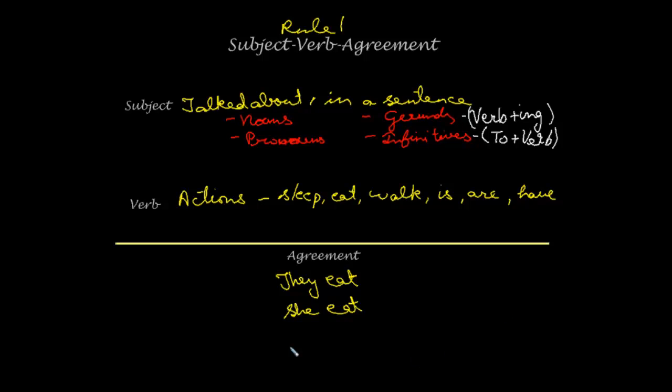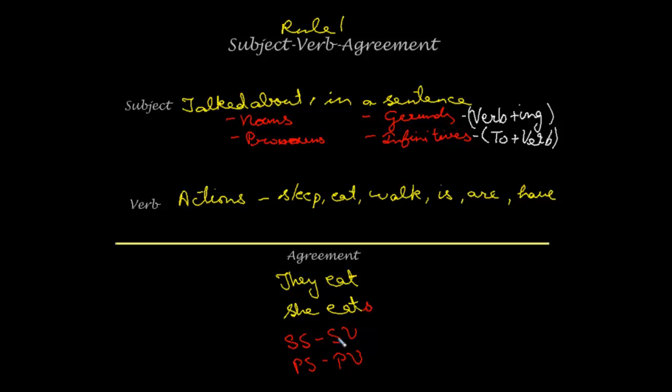Why? See, over here, she will not eat. It will always be eats. Over here it is they eat, but over here it will be she eats. Why? Because here I'm talking about a plural subject and here I'm talking about a singular subject. So this gives us a rule that if you have a singular subject, you require a singular verb, and if you have a plural subject, then you require a plural verb.